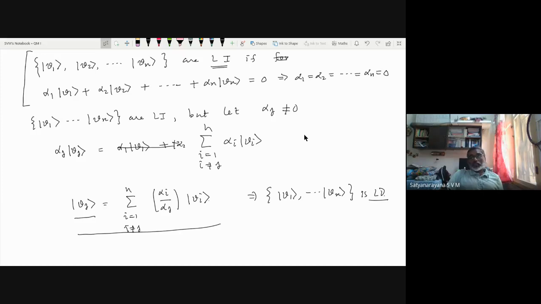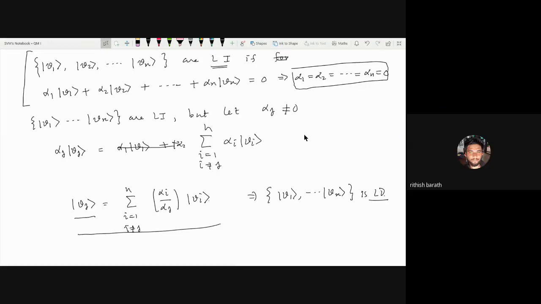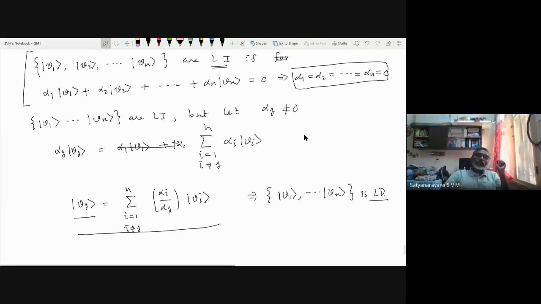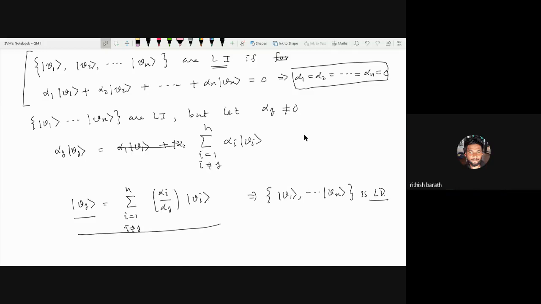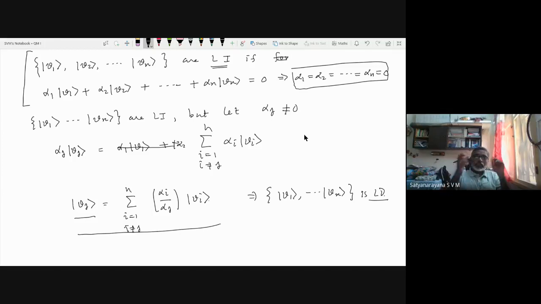So that is the way to understand that if the set has to be linearly independent, then all the coefficients have to be equal to 0. The only way for a linear combination to be equal to 0 is that all the coefficients have to be equal to 0. Individually, alpha 1, alpha 2 individually have to be 0, not just the summation. Yes, each coefficient has to be 0.